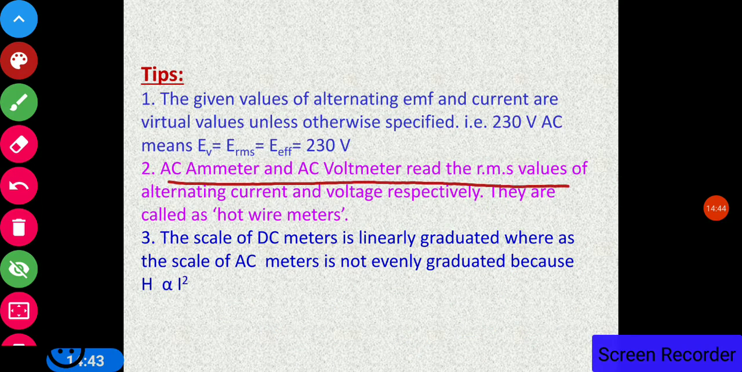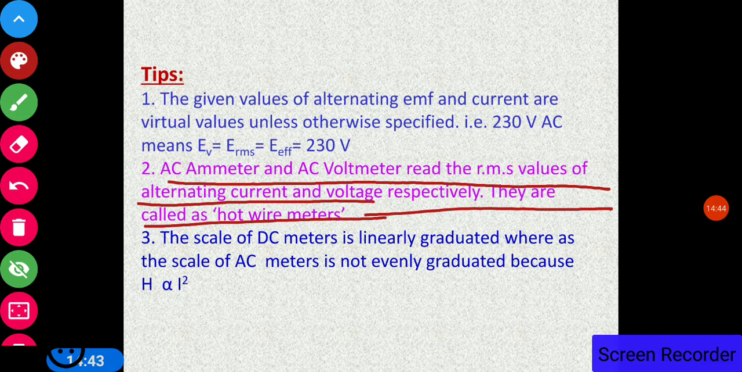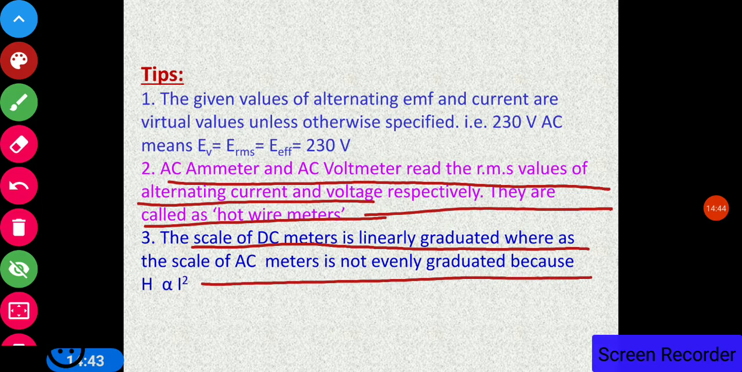AC ammeter and the AC voltmeter read the RMS value of the alternating current and the voltage respectively. They are called hot wire meters. The scale of a DC meter is linearly graduated, whereas the scale of the AC meter is not evenly graduated because H is proportional to I square.